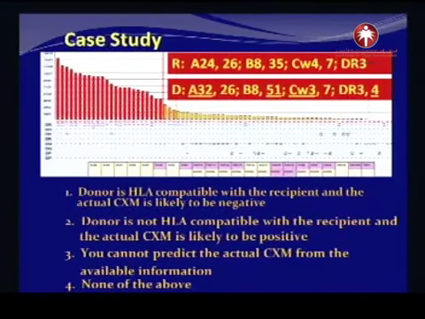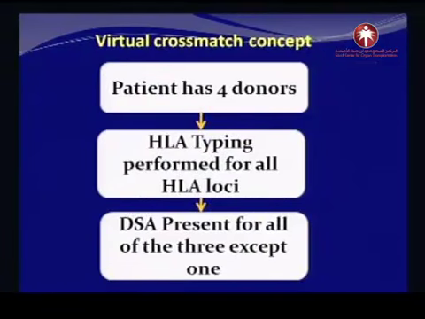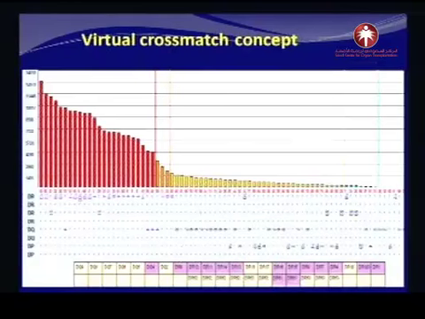Are we clear in the question? Okay. Any questions about the case before we pass the vote? So the options are 1, 2, 3, and 4: compatible, not compatible, you cannot predict from the information provided, and none of the above. Okay. Where is the voting?